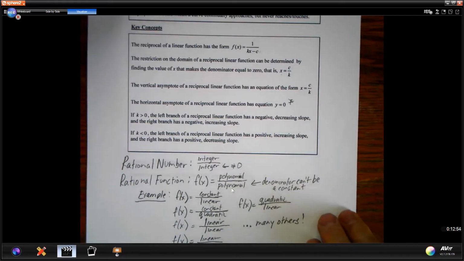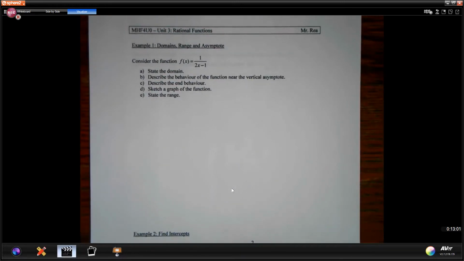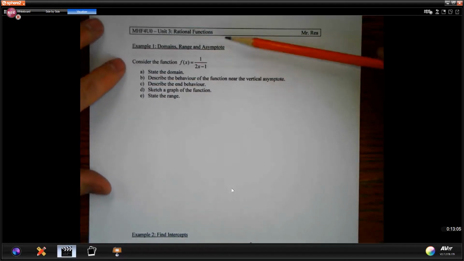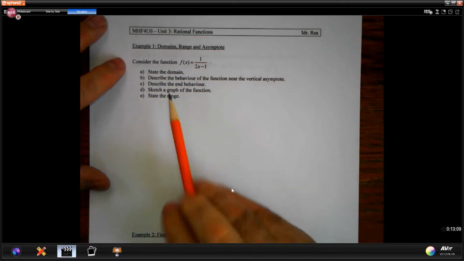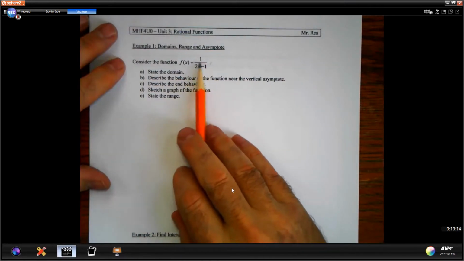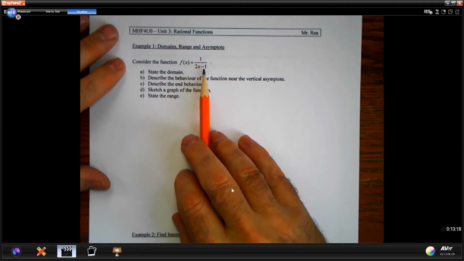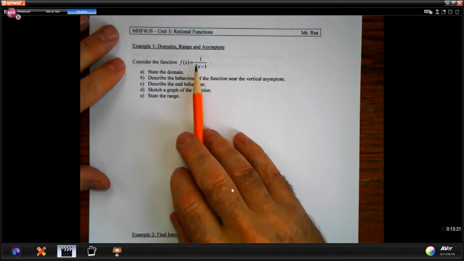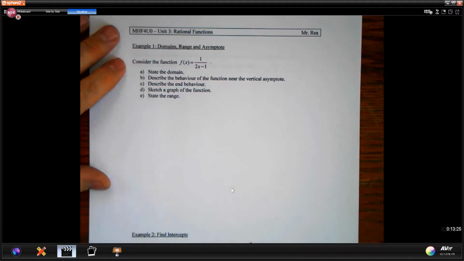Okay, so let's get into some examples of our first type of rational function, which is a reciprocal of a linear function. You can see we're looking at this function now, f of x equals 1 over 2x minus 1. You can see that the denominator definitely is a linear function, linear equation, and we have a 1 on the top. That tells us a reciprocal of a linear function. So this is a rational function, our first family of rational functions.